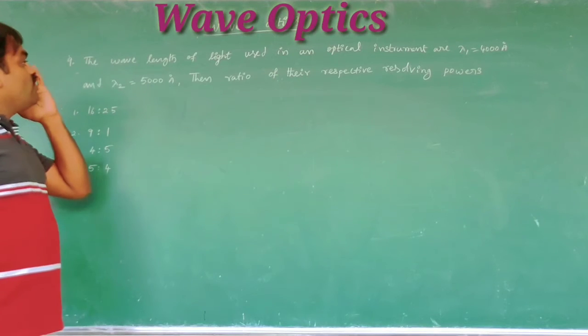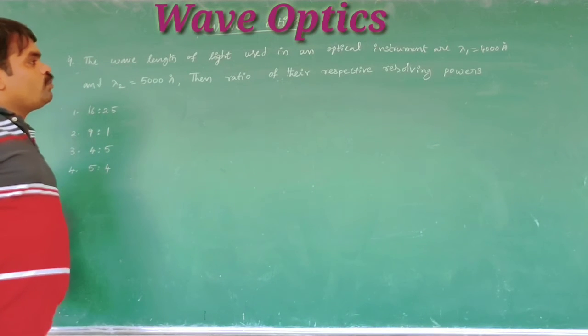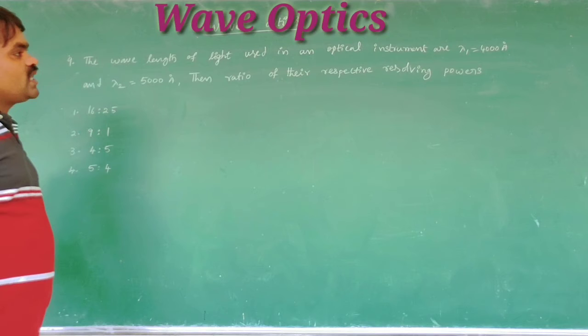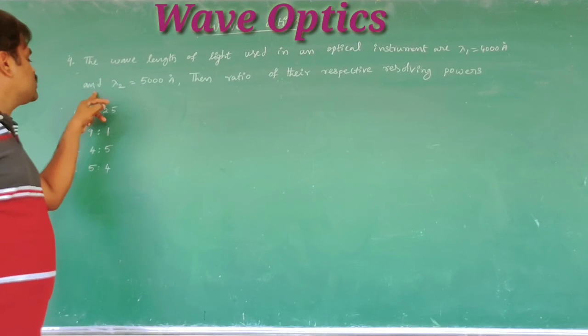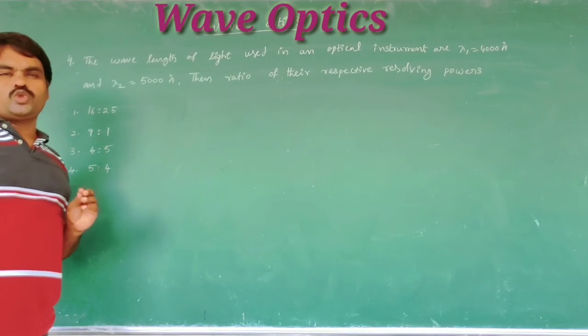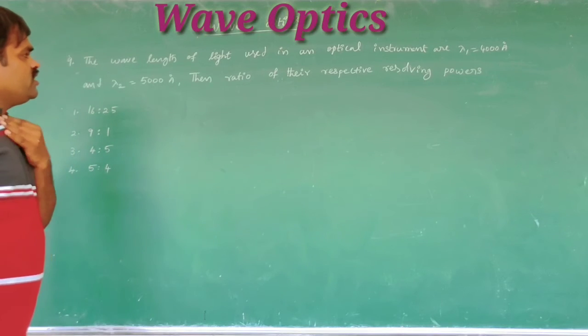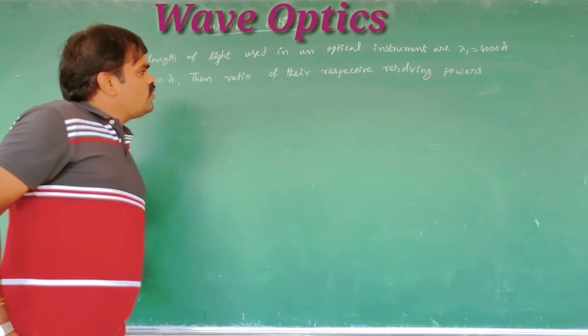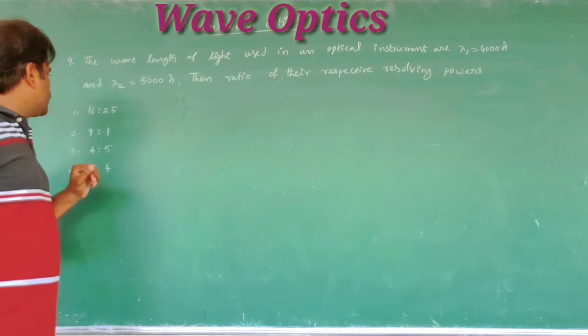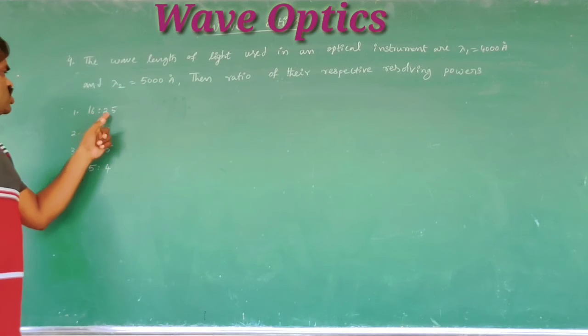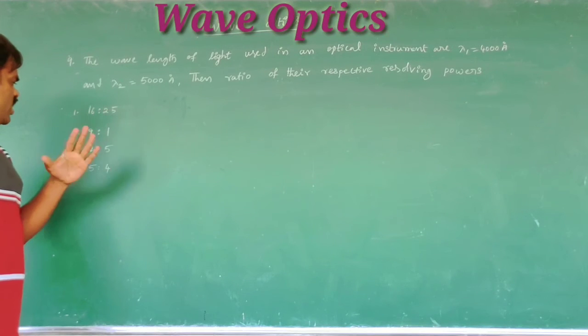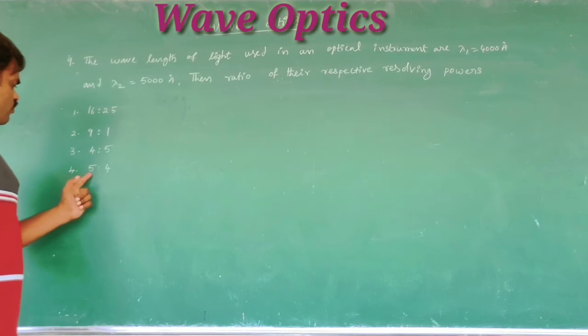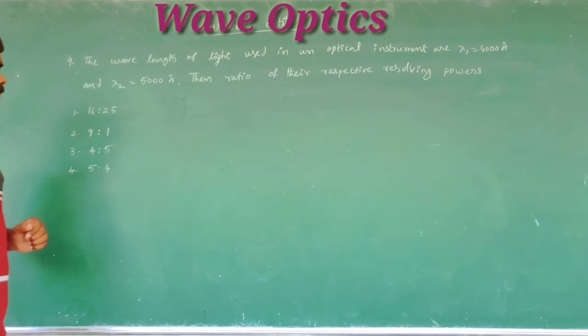Ninth one. The wavelength of light used in an optical instrument, lambda 1 is 4000 angstroms and lambda 2 is 5000 angstroms. Then the ratio of their respective resolving powers: 16 is to 25, 9 is to 1, 4 is to 5, 5 is to 4.